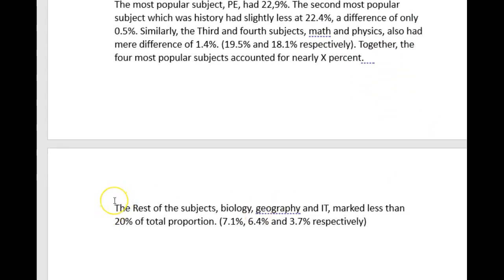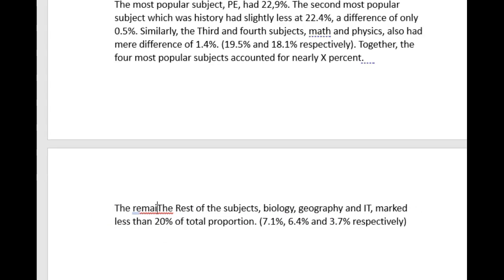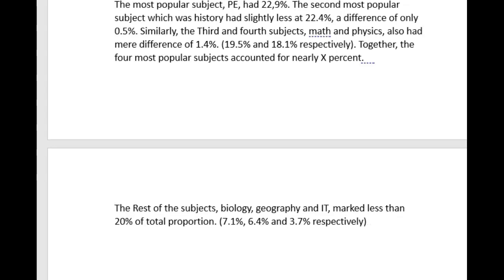And then here, the remaining three subjects, actually you already said something similar, so let's forget that. The rest of the subjects, okay, this is fine. Marked less than 20% of the total proportion. Now you had so much to say here and you didn't take advantage of this. So specifically, I don't know, I'm just going to pretend. Biology had a figure of 7.1.